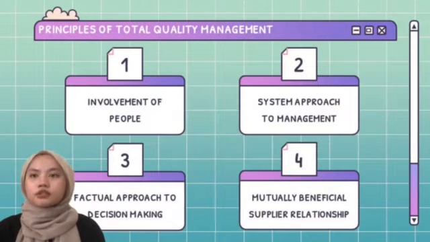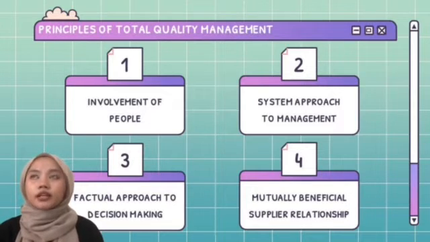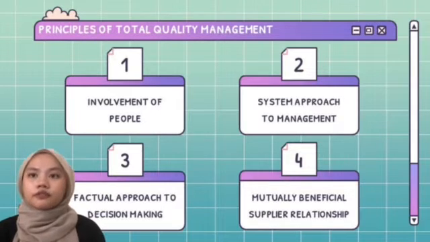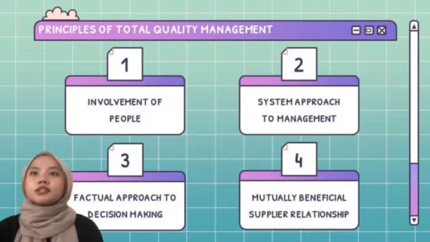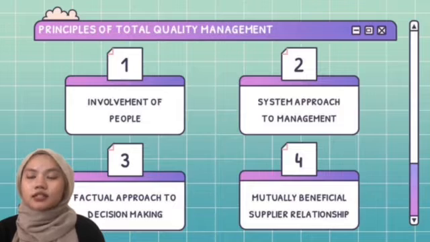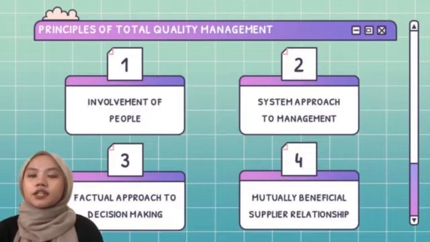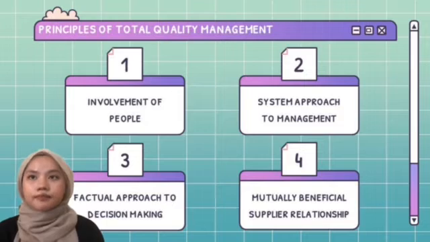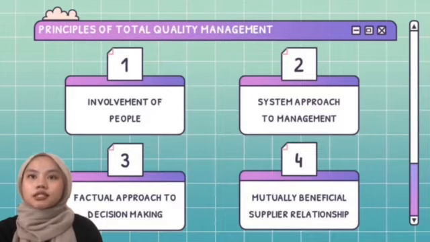Total quality management also adopts and applies a few principles, including involvement of people. People at all levels of an organization are the essence of it, so their complete involvement enables their abilities to be used for the benefit of the organization. The second one is system approach to management. An organization's effectiveness and efficiency in achieving its quality objective are contributed to by identifying, understanding, and managing all interrelated processes as a system.